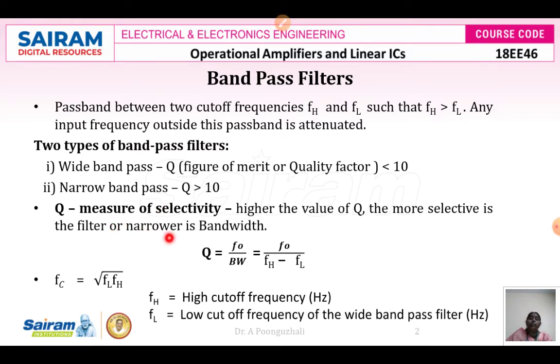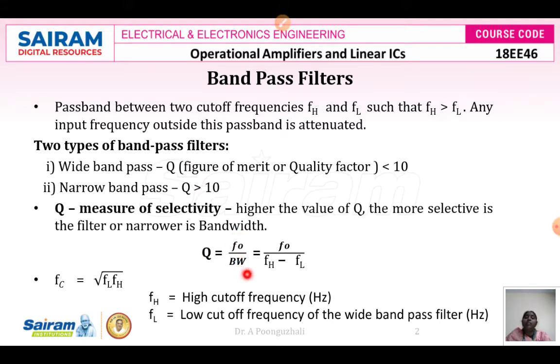What is meant by Q, or the quality factor? The quality factor is nothing but the measure of selectivity, how selective the network is. A higher Q value means the selectivity is more, and that means the bandwidth is narrower. So when Q is greater than 10, it is called a narrow band pass filter. Q is nothing but the ratio of F0 to bandwidth.